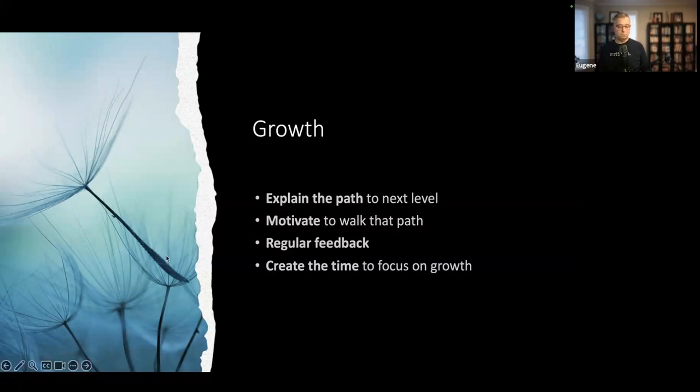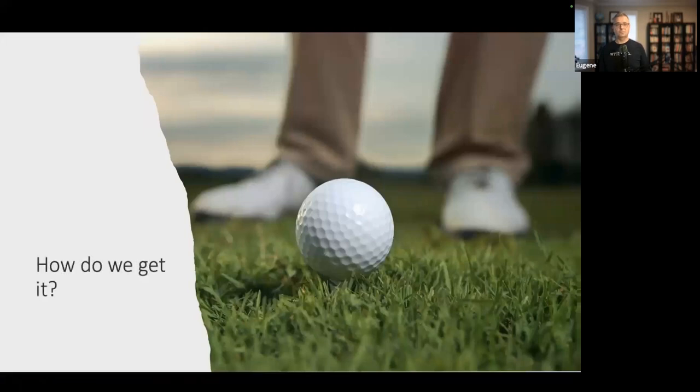So, regular feedback is super important to make that happen. And then finally, there has to be time in their day, and we'll talk about specific techniques for that, to be able to focus specifically on growth. And we'll talk about how to do that. So how do we do that? What are the tools that we can use?